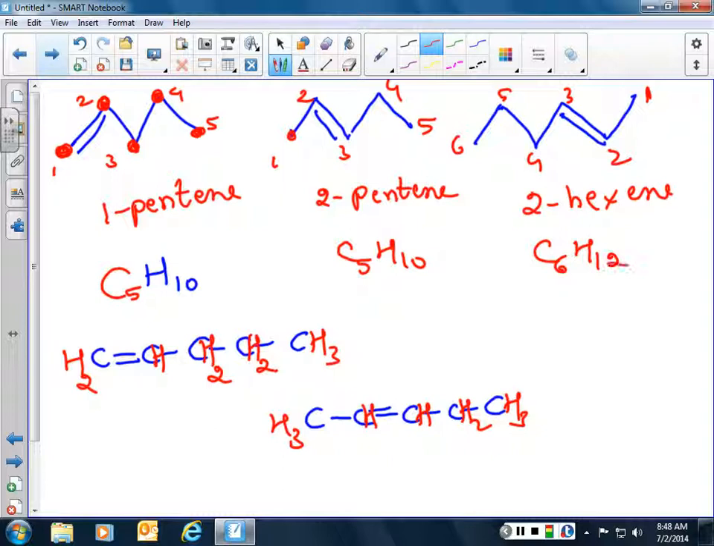C6H12. 1, 2, 3, 4, 5, 6. 3, 2, 2, 1, 1, 3.